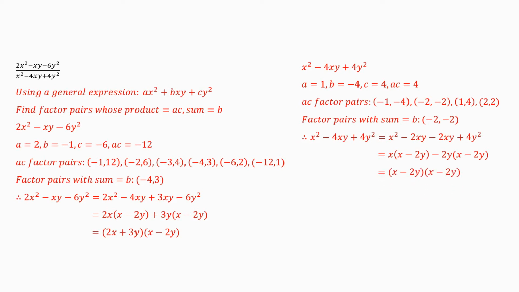In simpler expression, it can be written as x minus 2y into x minus 2y. So we combine and we go back to our expression. We have 2x squared minus xy minus 6y squared over x squared minus 4xy plus 4y squared is equals to the factorized expressions. Then we simplify and we obtain it's equals to 2x plus 3y over x minus 2y.